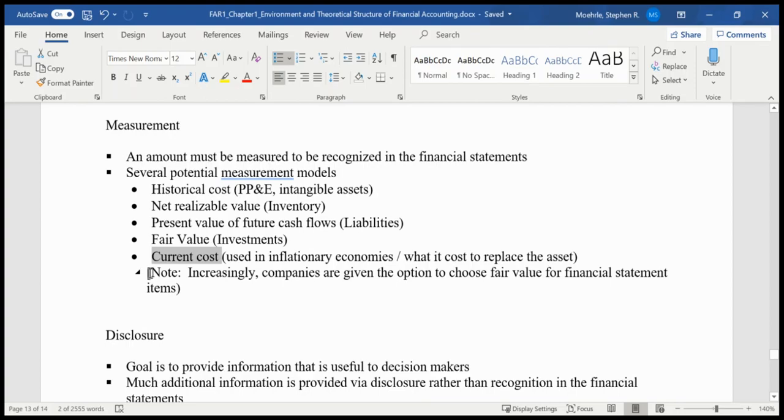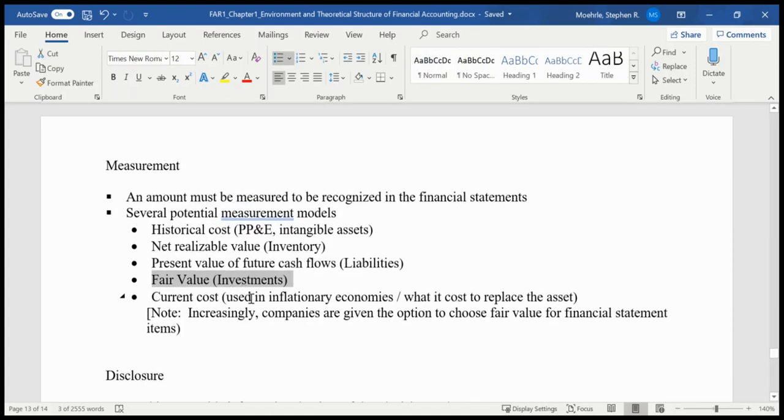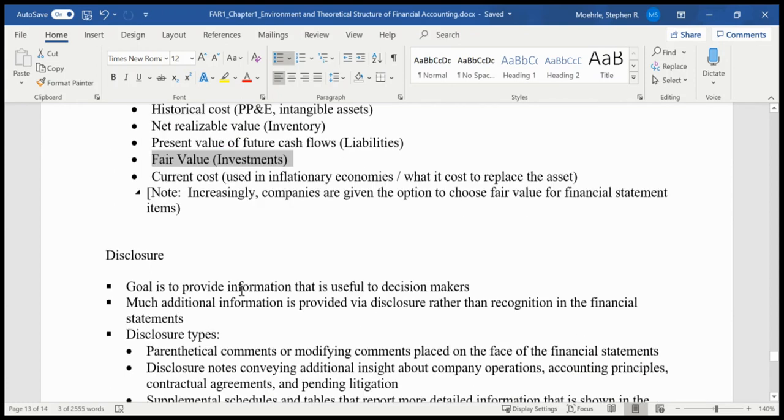A little note here. Increasingly, companies are being given the option to choose fair value for financial statement items, the fair value basis of measurement. All right, so you're going to see all of those in upcoming modules in this course and in upcoming courses.